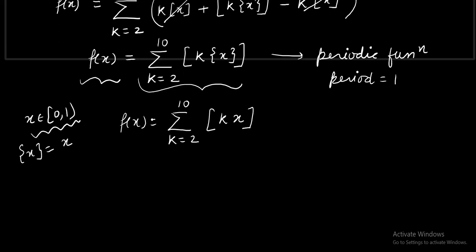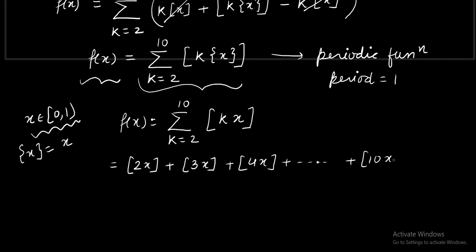Now after converting the question to this form, what is the next step? The next step is obviously to put in the values of k. If you put the values of k here, the question becomes integral part of 2x plus integral part of 3x plus integral part of 4x, and keep on writing till integral part of 10x.